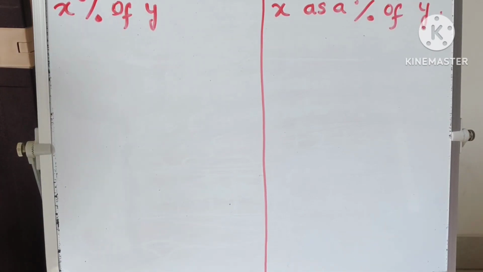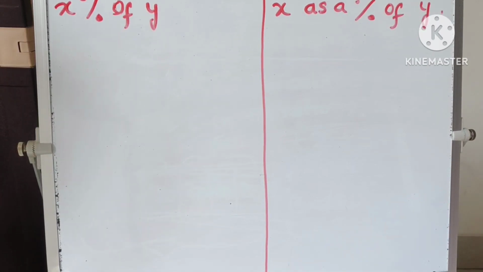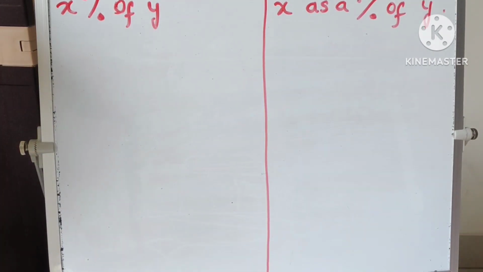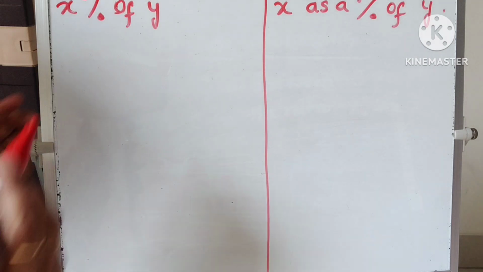Hello everyone. There is a lot of confusion between the two that I have mentioned here on the board. X% of y and x as a percent of y. So mostly students don't understand the difference between these two and what exactly the two mean. Let us see what each of the two mean with an example.